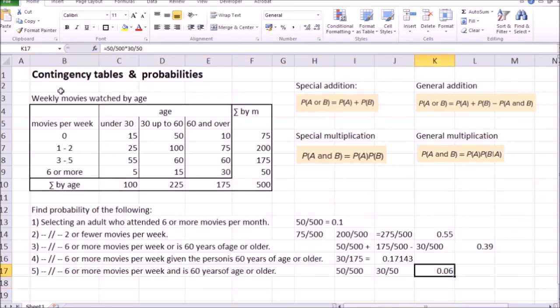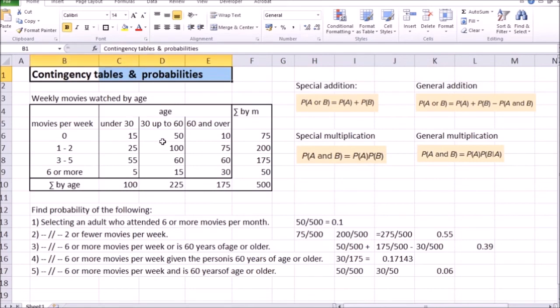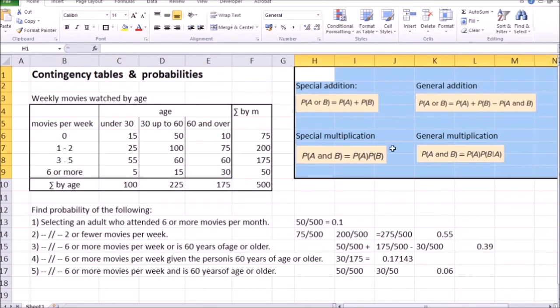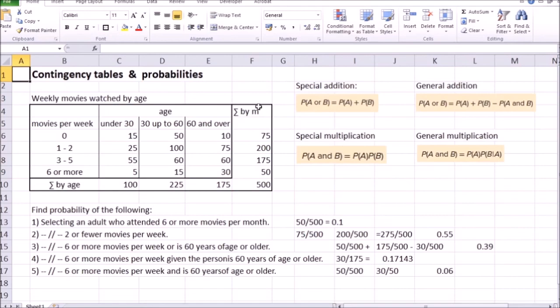So that is how you can use contingency tables to calculate the probabilities of selecting respondents in particular categories. The main point here is to understand the question and choose the correct formula for addition or multiplication of probabilities. Good luck on your tests.